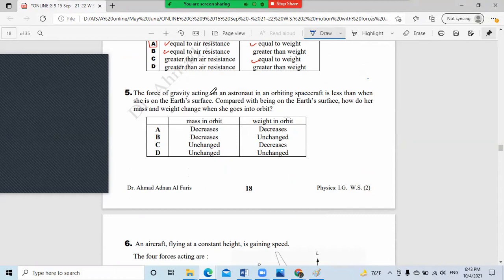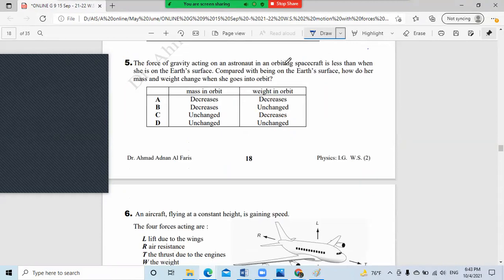The force of gravity acting on an astronaut in an orbiting spacecraft is less than it is on the Earth's surface. Compare with being on the Earth's surface. How do her mass and weight change when she goes into orbit? Tell me the answers. Mass doesn't change.